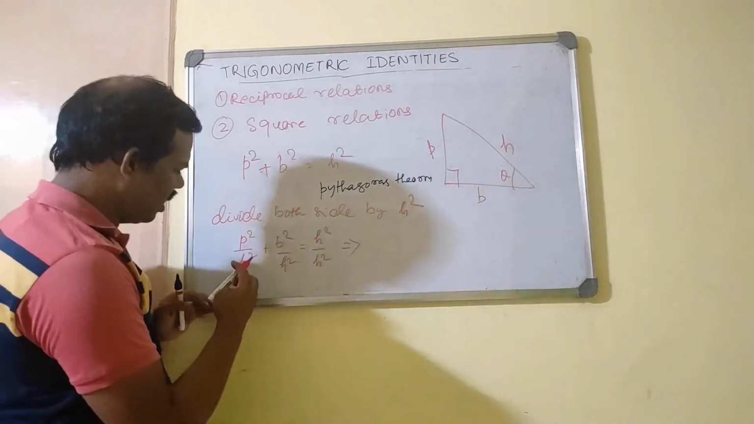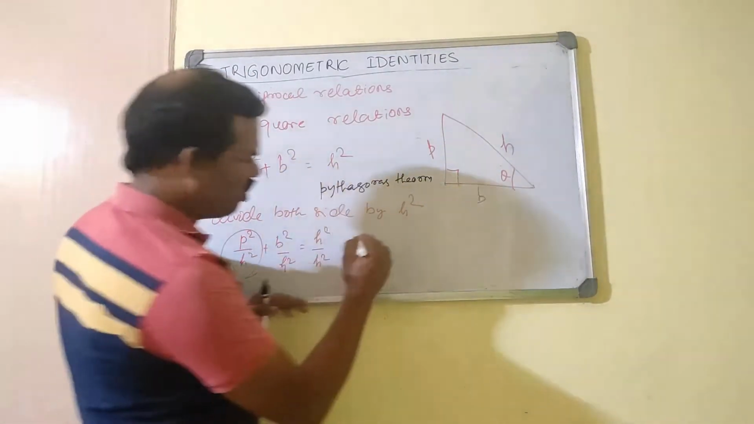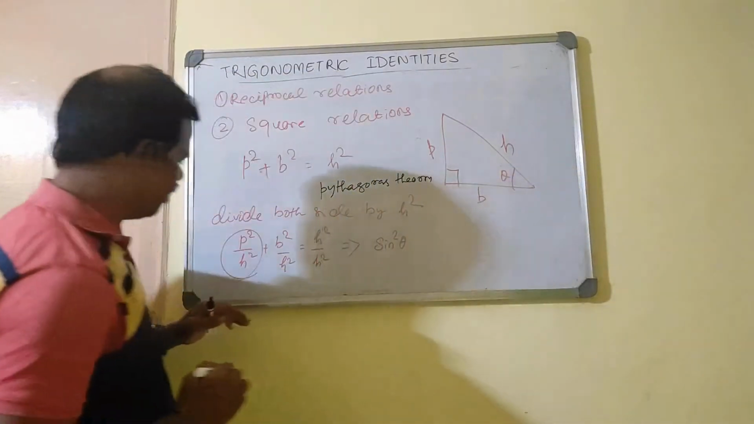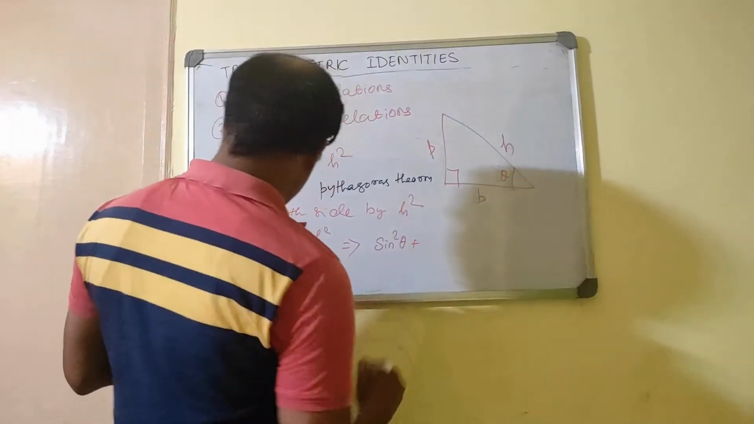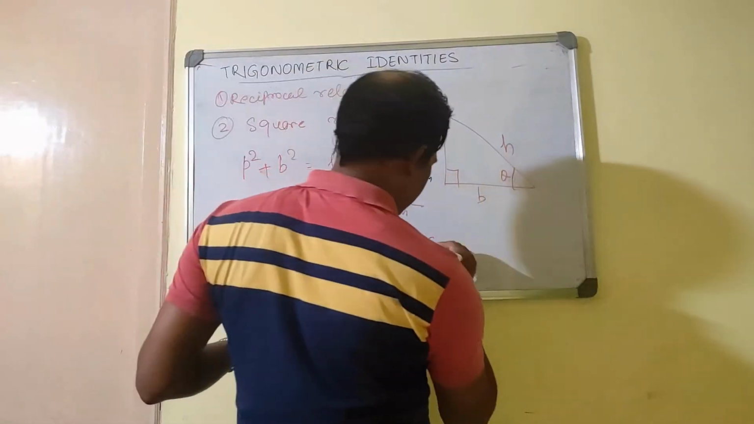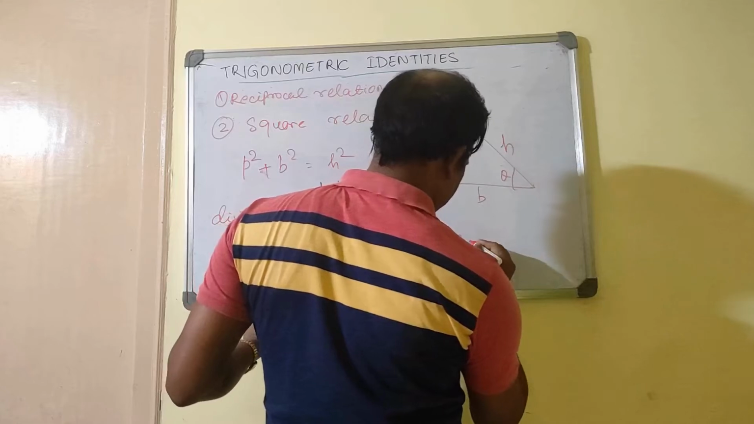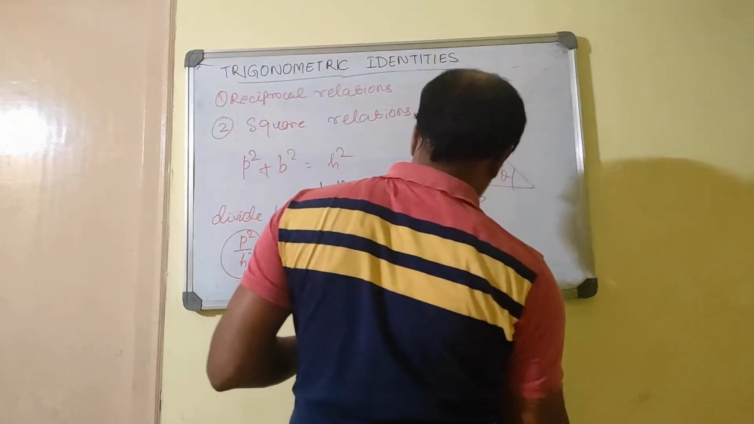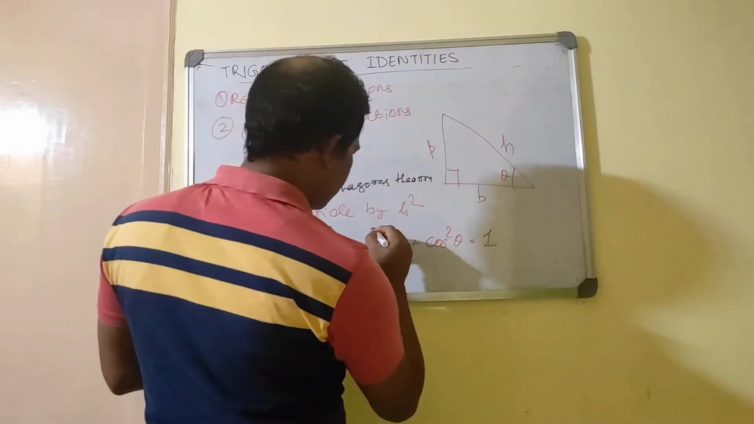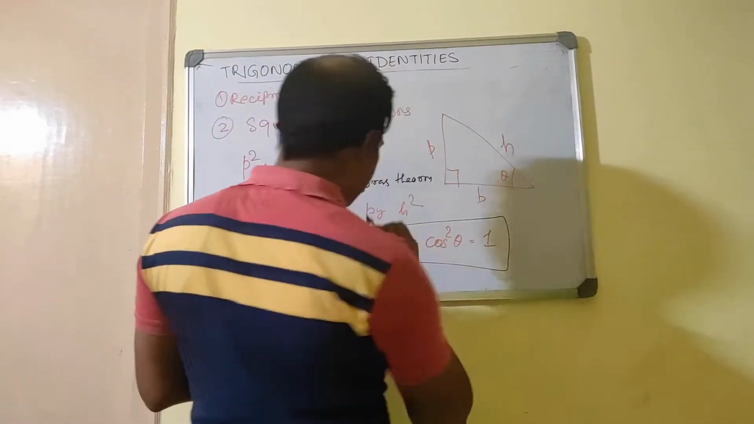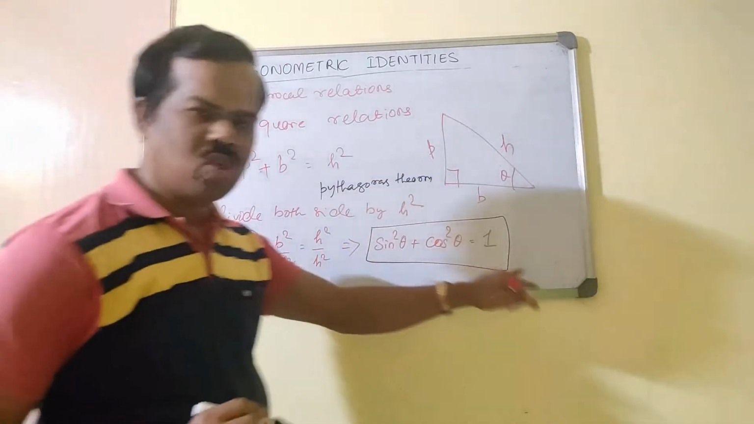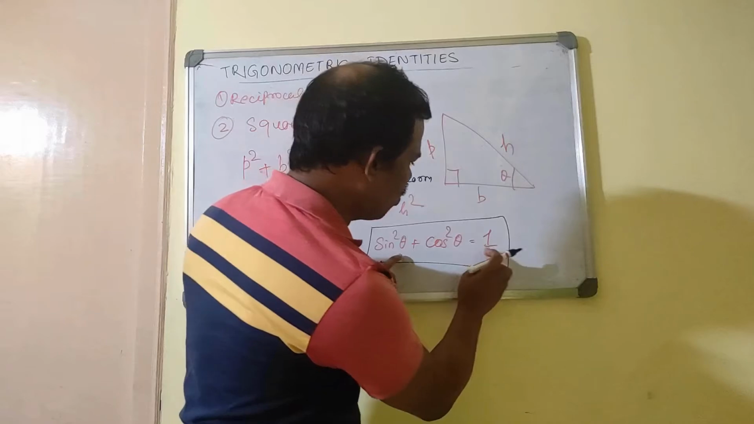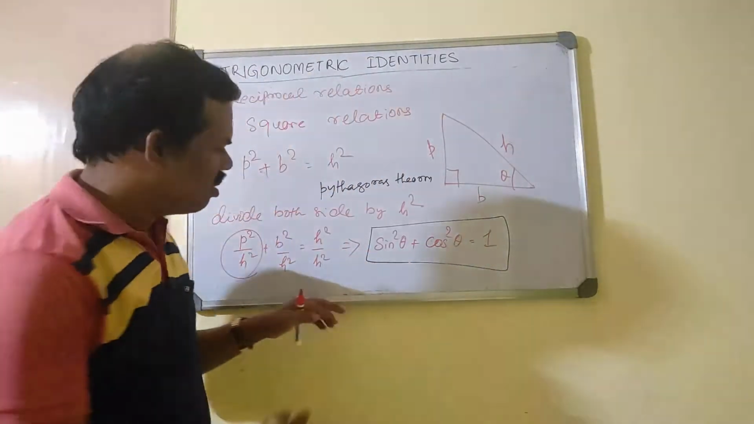So p by h whole square will be equal to sin square theta, plus b square by h square will become cos square theta. This will become h square by h square, that will be 1. So the first square relationship comes out to sin square theta plus cos square theta is equal to 1. You can then change it, saying that sin square theta will be equal to 1 minus cos square theta. We can also say that.